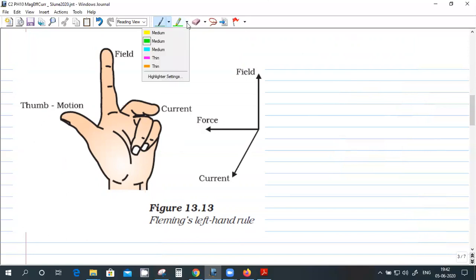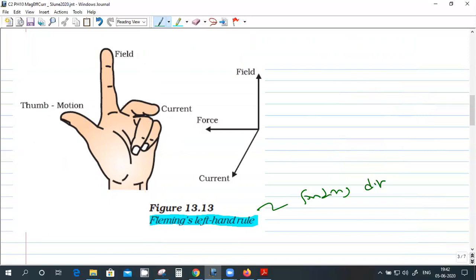And the direction of the force is given by a rule. This rule is named after Fleming. It's called Fleming's left hand rule. This rule is for finding the direction of force. The rule is: the thumb indicates the direction of motion, or the force. The direction of motion is the same as the direction of the force.